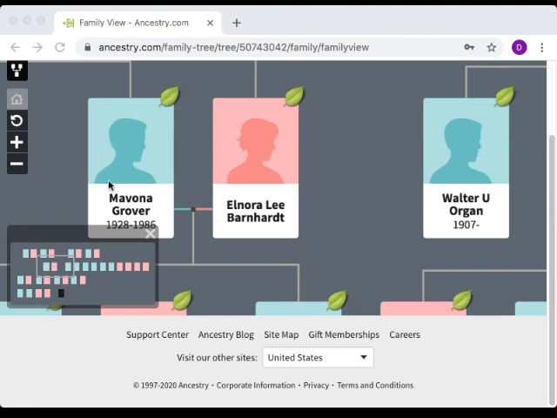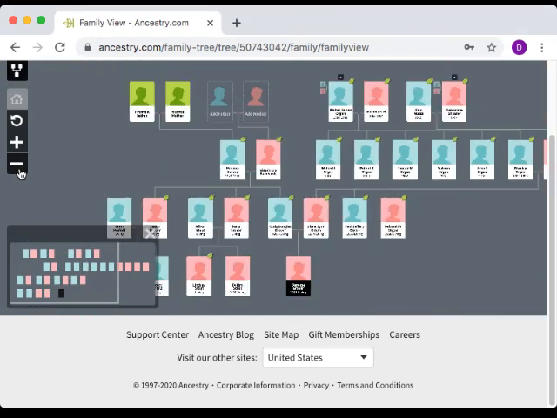Now here is my grandfather and my grandmother. Now this is their full names, Elnora Lee Barnhart and Mavona Grover. Now you can see down here, this is my full family tree so far, and we still haven't really done much with it. All right, so I'm going to zoom out a little bit. So this is how complicated a family tree could go, right? So again, here's my father's father and my father's mother, and they had 3 children, my dad, my aunt, and my other aunt. My dad and my mom had me, so I'm right here.